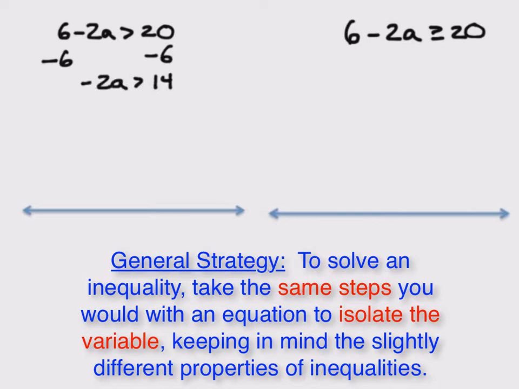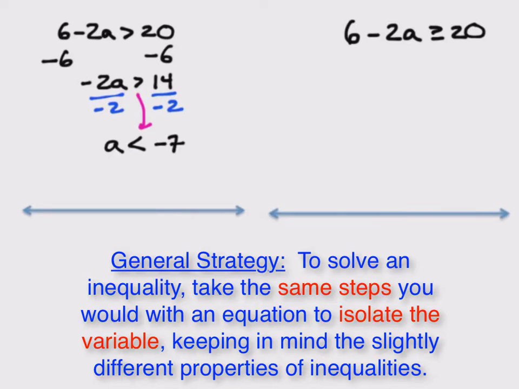Then we're going to want to divide both sides by -2. Immediately, because we're dividing by a negative number, we're going to have to flip the direction of the inequality. And what I like to do is, before I forget, go ahead and do that first, so that there's no way I forget about it later. We're going to end up with A is less than -7.